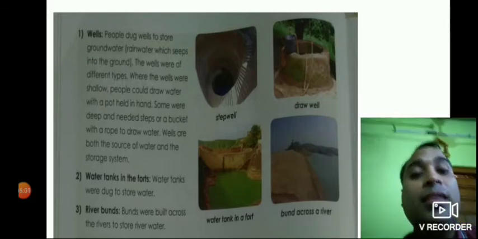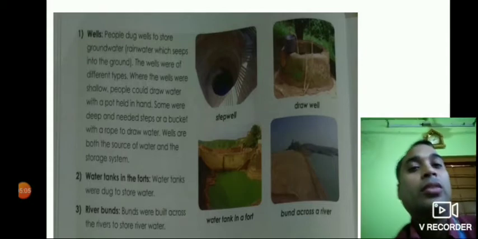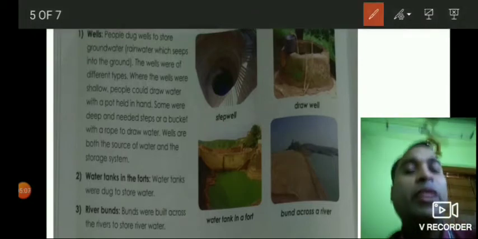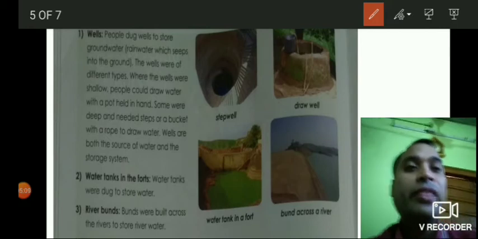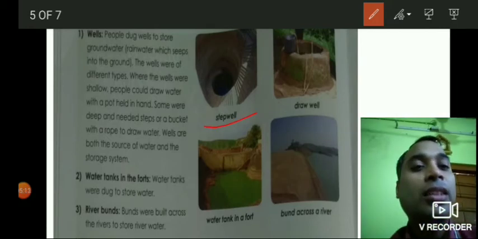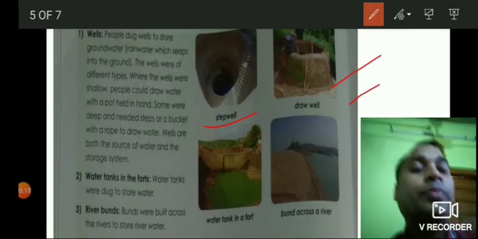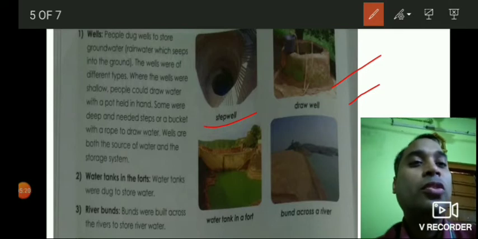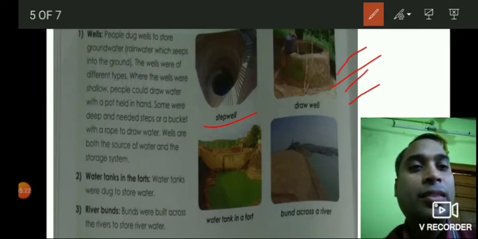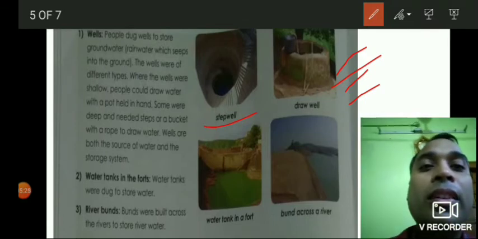These are wells, water tanks in the forts and river bunds. So water wells, we are all familiar with this because even now in villages we see different types of well. We can say here the step well, then here the drawing well, we draw water from the well. So this is most commonly seen in villages. And so people dug wells to store groundwater.